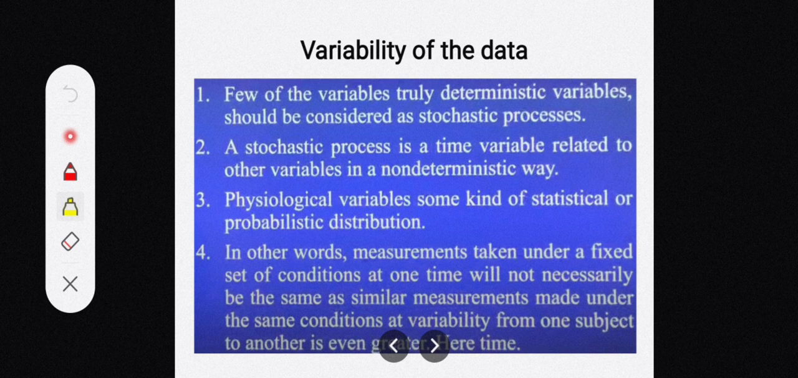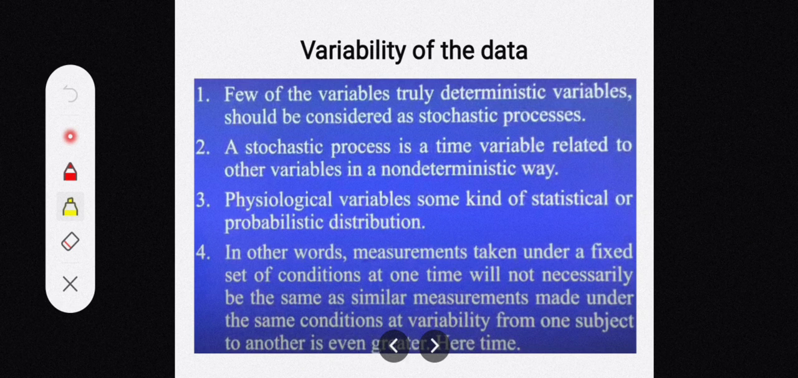And the situation even gets worse when the variability from one subject is considered. Even if you have obtained the result of the physiological variable from one subject, by performing statistical analysis, the situation gets worse when the variability from one subject to another is even greater.